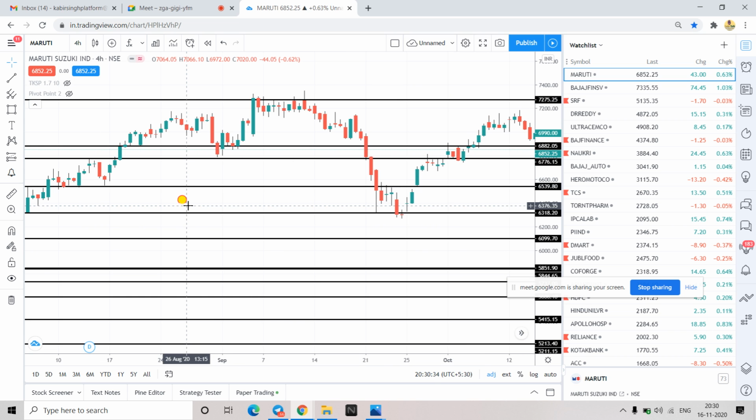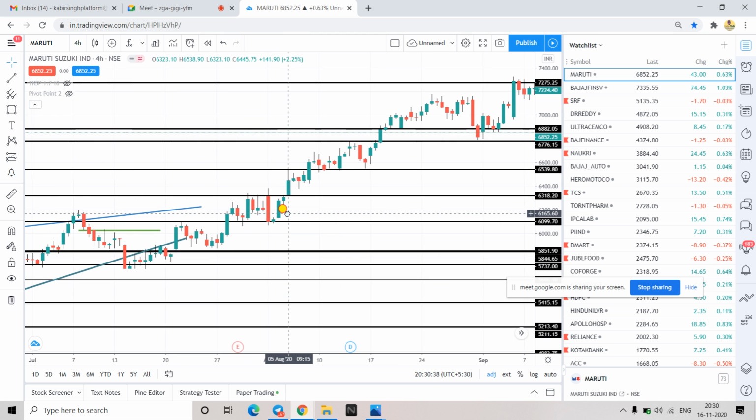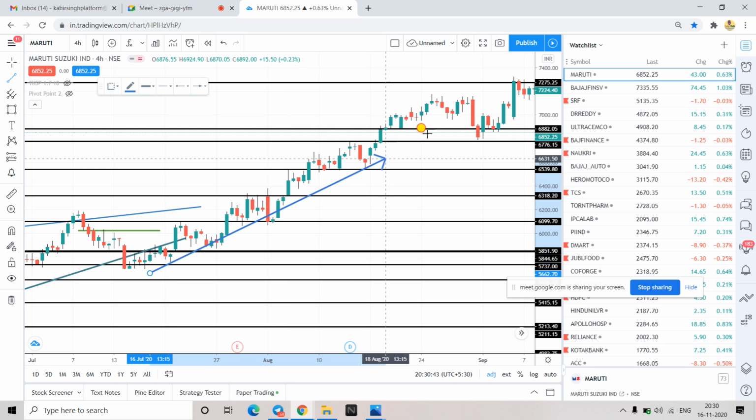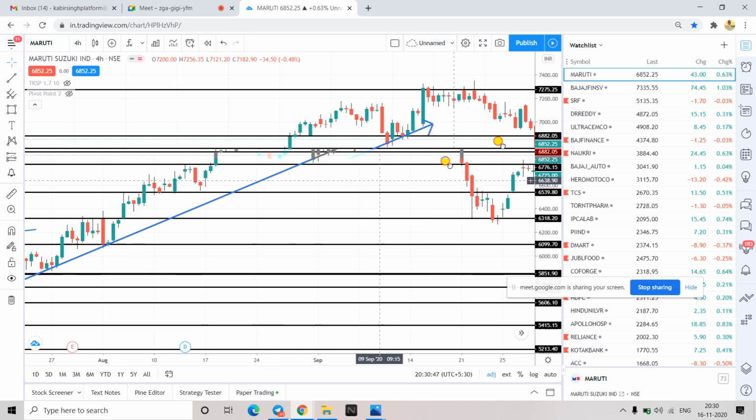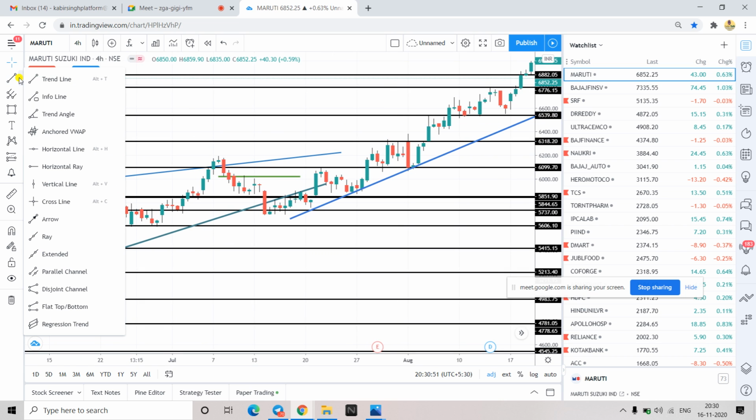We'll find out. You can go to any stock and you'll be able to find this. This is in a trend line also, so you can easily draw one trend line like this. I'm using shortcuts to draw. If you are not, you can just go here and draw it. This is a trend line. These are horizontal lines.